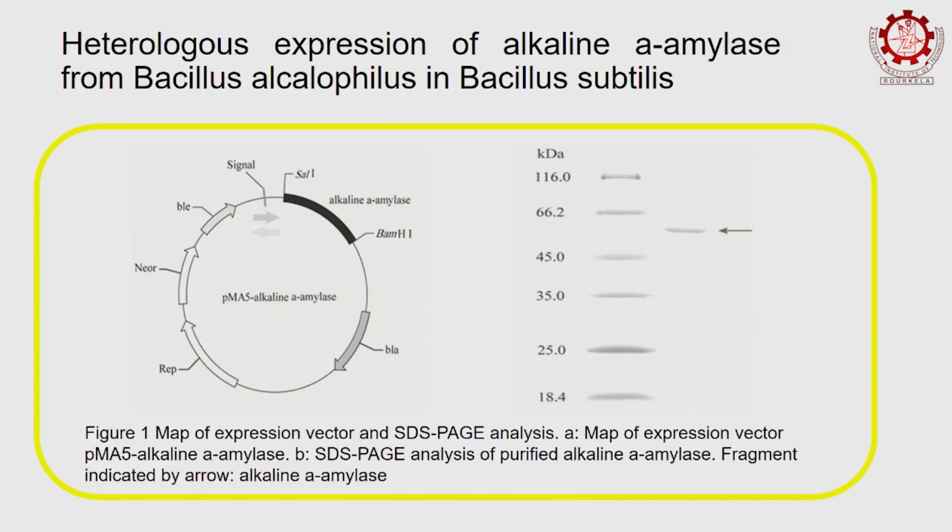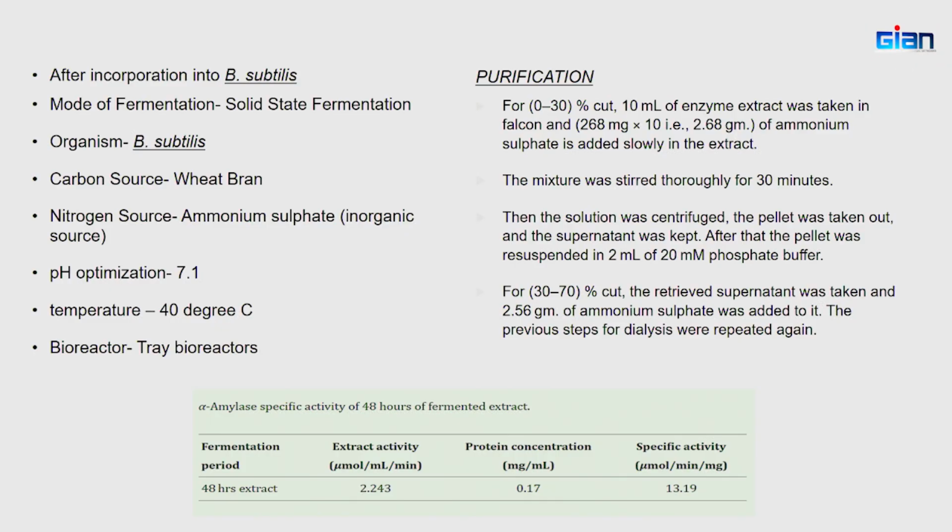Change the slide, please. So this is the vector design. As you can see, our alkaline alpha amylase is between the 2 restriction enzyme sites. We have incorporated the sticky ends and it was ligated into the vector. The right hand side figure shows an SDS-PAGE diagram in which the arrow indicates a 56 kilodalton protein, which confirms that our crude has the alpha amylase in it. So it covers the upstream process, and the downstream processing will be explained by my partner Vishal.